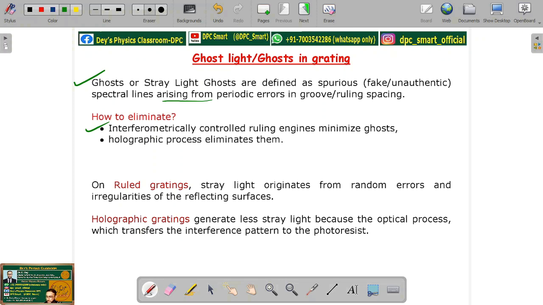So there are different types of gratings: ruled grating, holographic grating and plane transmission grating. In case of ruled grating, stray lights or ghost lines originate from the random errors and irregularities of the reflecting surfaces. And the holographic grating generates fewer ghost lines or ghost spectrum, because in the holographic process, the interference pattern produced in the grating is totally transferred to the photoresist that is used in the holographic process.